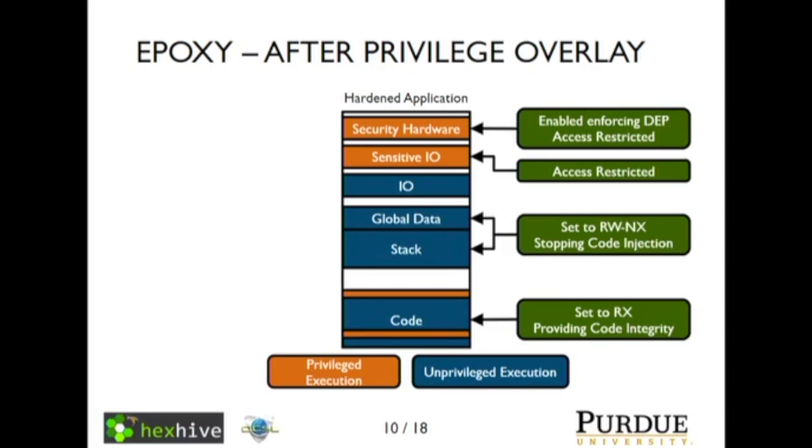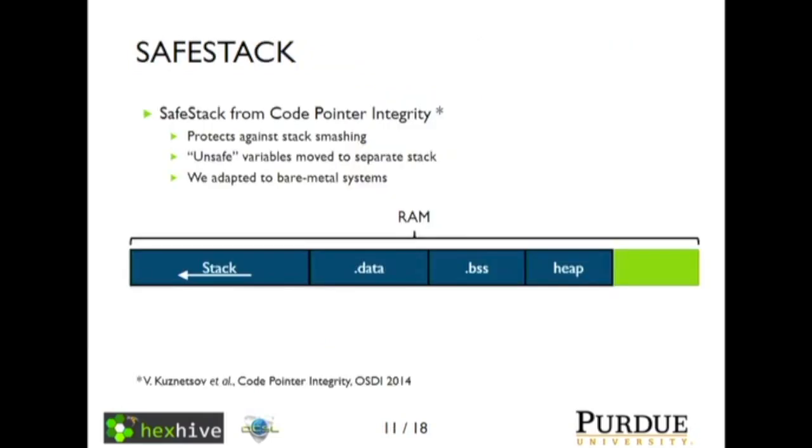So in addition to this privilege overlaying, we also provide stack protections by a technique called SAFESTACK. This was a technique that was developed and presented in OSDI in 2014. This protects against stack smashing. So the way it works is it does static analysis of the stack to identify variables that may be used in an unsafe way. Any variable that could potentially be used in an unsafe way is moved to a separate stack called the unsafe stack. And we adapt this technique here to these small microcontrollers or bare metal systems.